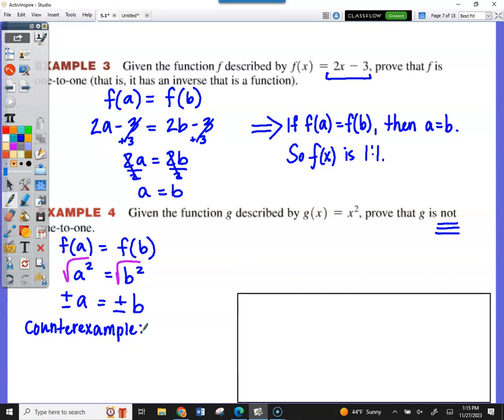The counterexample would be, let A equal 3 and B equal negative 3. If I plug 3 into x squared, what do I get? 9. So f of 3 would be 9, correct? If I plug negative 3 into x squared, I would get what? 9. So f of negative 3 would also be 9, correct? So were they equal? Okay, but did A equal B? Look right here. No. So that's the problem. My outputs both came to 9, but my inputs were two totally different numbers.